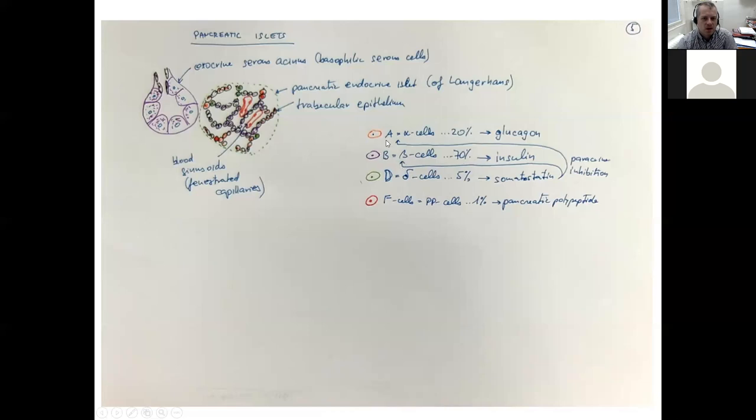Actually inhibiting both the A and B cells, because endocrine organs are full of diverse feedback mechanisms. This is one of these. And there are also F or PP cells, PP like pancreatic polypeptide. It's like 1% of the cells in the islets.